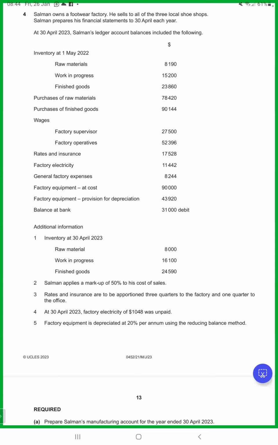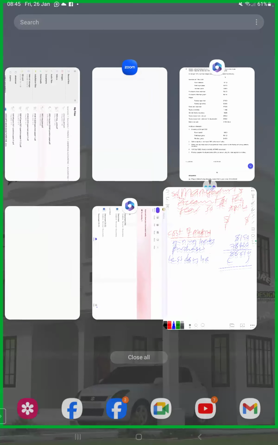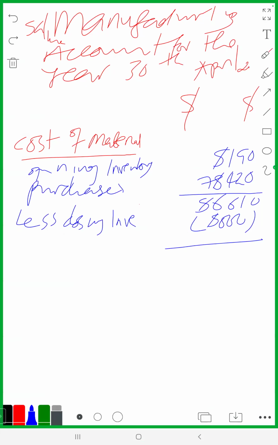Check under additional information. There is a part which says inventory at 30th April 2023. Are you able to see the additional information? You can see raw materials, 8,000. So that's the closing inventory of raw materials being 8,000. So we can less 8,000 being the cost of raw materials.